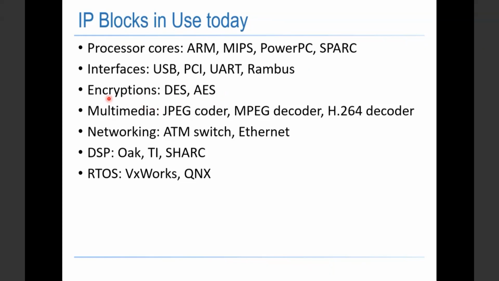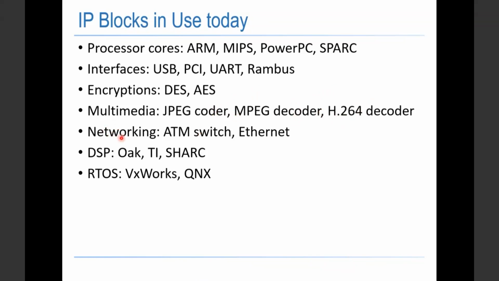While if you're going to make a system on chip with multimedia, you can put in IP blocks for the JPEG coder, MPEG decoder, and H264 decoder. JPEG is for images, and this is for video. So if you're going to have a camera inside of your system, you can put these blocks in your design.